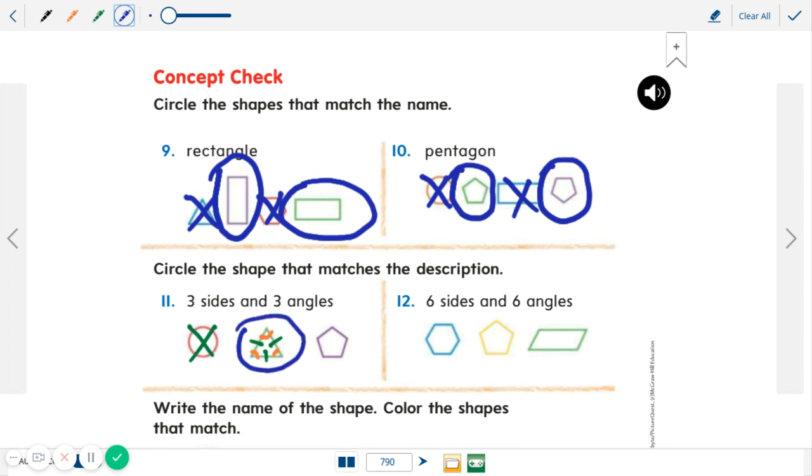But to be sure, you can check the pentagon. A pentagon has 1, 2, 3, 4, 5 sides, and if you remember our pattern, it'll also have 5 angles.